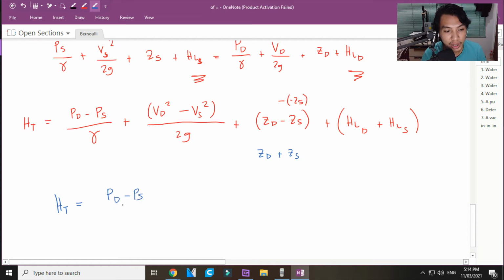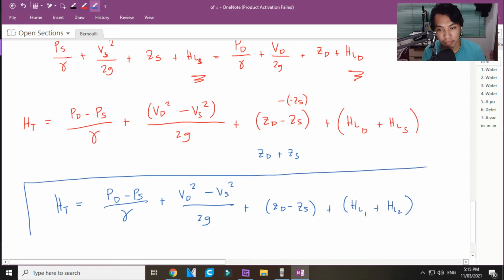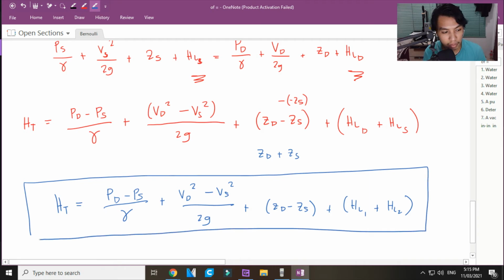PD minus PS over gamma plus VD squared minus VS squared over 2G plus ZD minus ZS plus head loss 1 plus head loss 2. Ayan. This is now the total dynamic head of the pump. That is for the head determination.